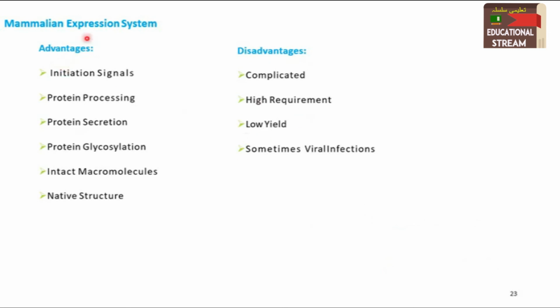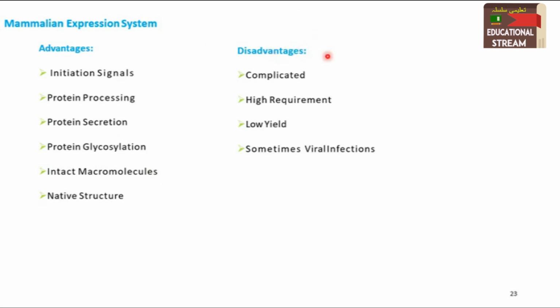The major advantages of the mammalian expression system are that it contains the same initiation signals that occur in the original organism. The protein processing, protein secretion, glycosylation and other types of modifications are the same as in the original organism, and the protein will take its native structure and keep the macromolecule intact.